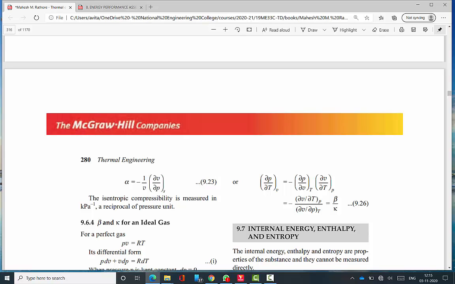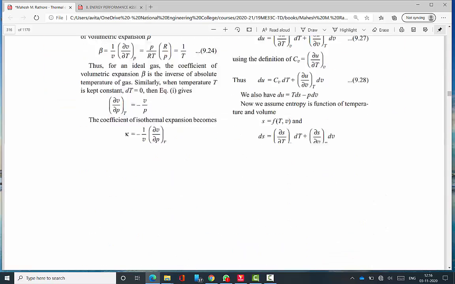Okay, these things we must know. Three coefficients: beta, K, and alpha. Beta is the volumetric expansion coefficient, K is the isothermal compressibility, and alpha is the isentropic compressibility. These three coefficients are related to the change in volume with respect to temperature, pressure, and entropy. You must know these things. Then we can directly go to the Clapeyron equation.